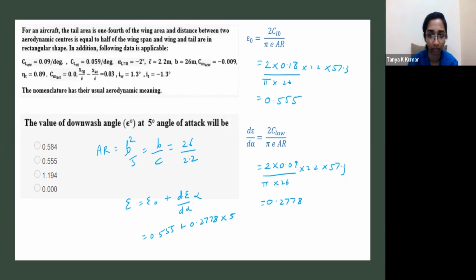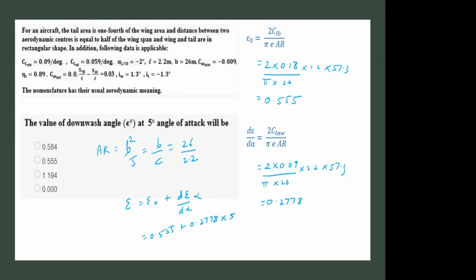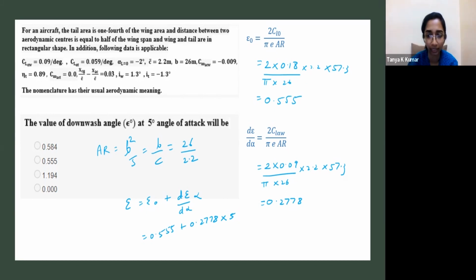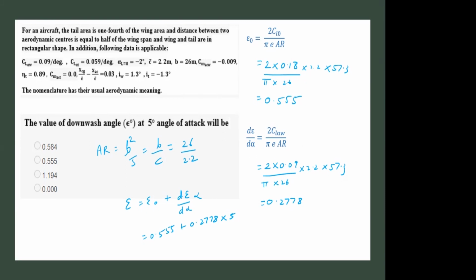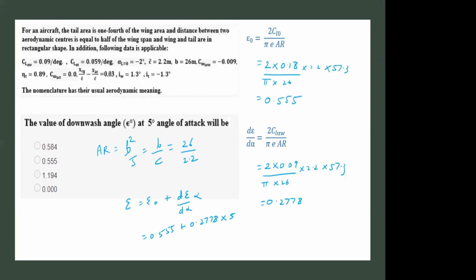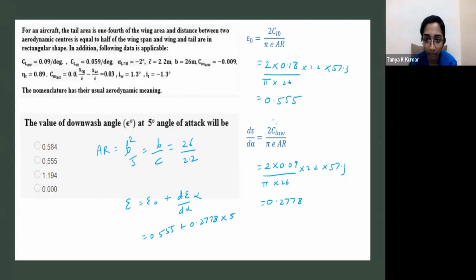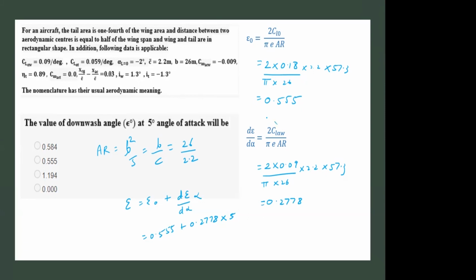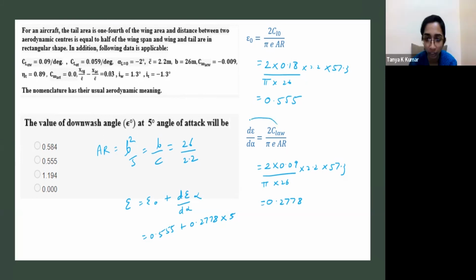Are you able to see that? What I'm saying is, 2 CL alpha W divided by pi AR, if we don't multiply it by 57.3 and multiply by 5, that itself is the answer. If you multiply by 57.3, then 5 divided by 57.3 should be there. If you are multiplying here by 57.3, then here you should convert 5 into radians, 5 divided by 57.3.